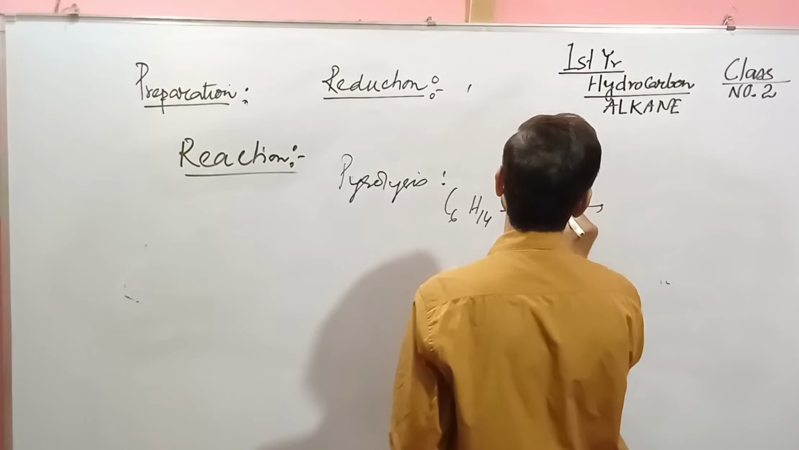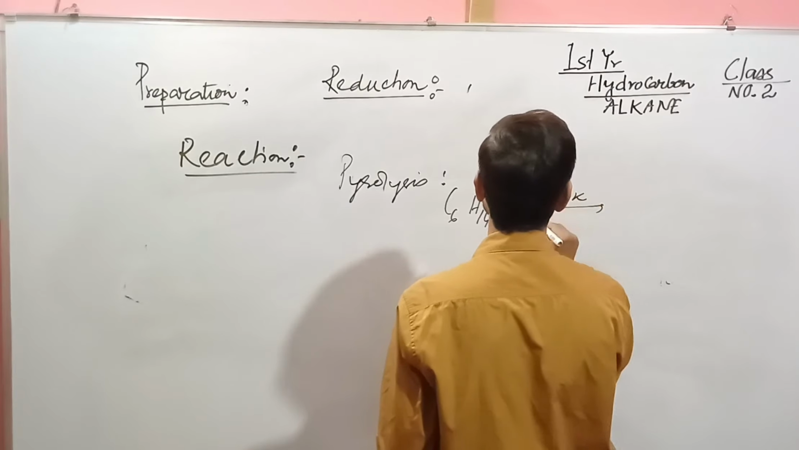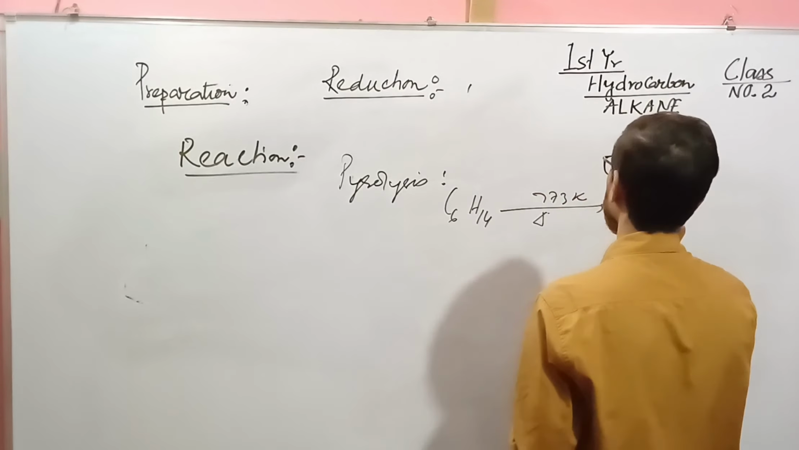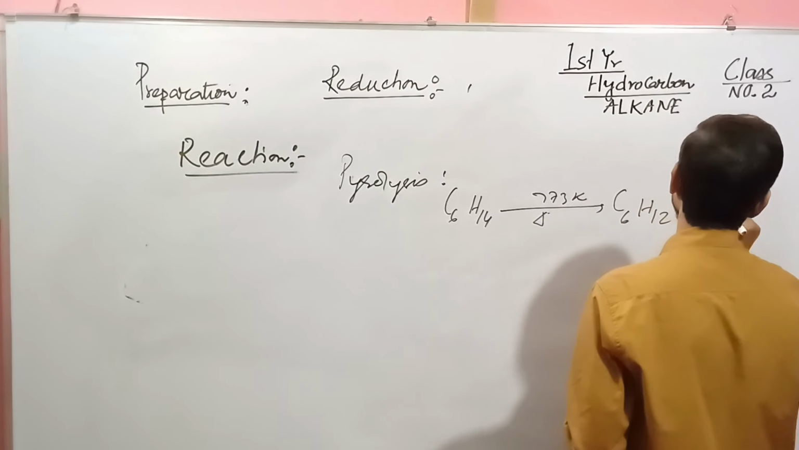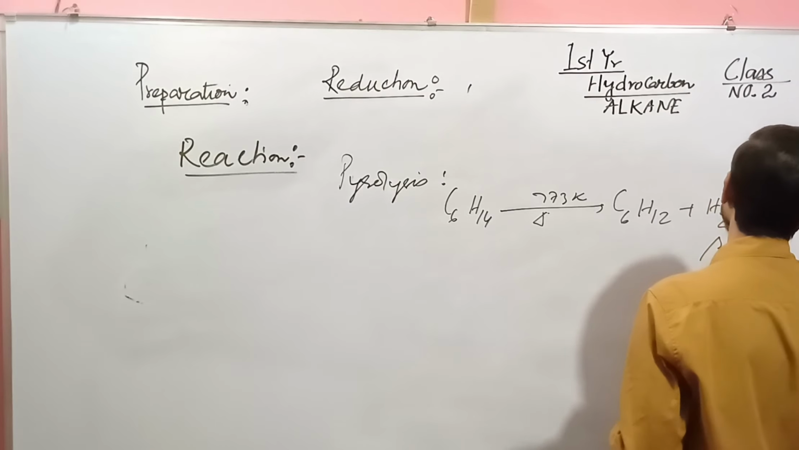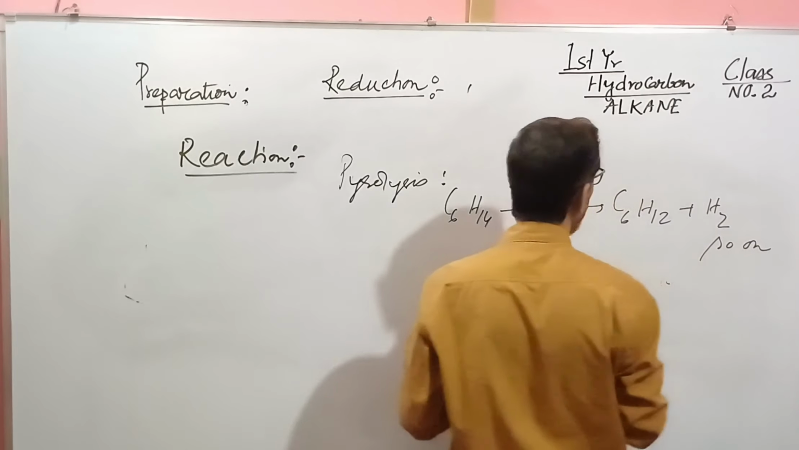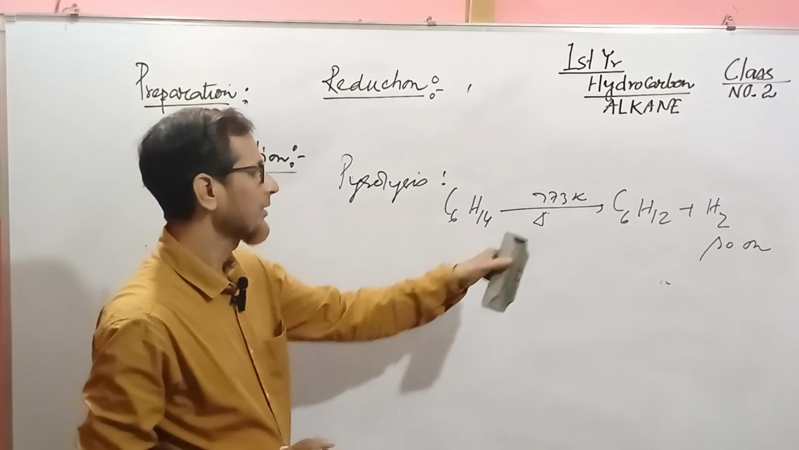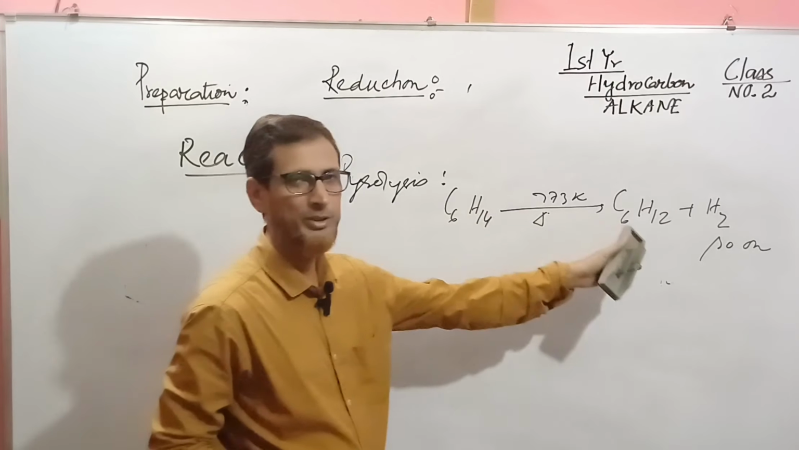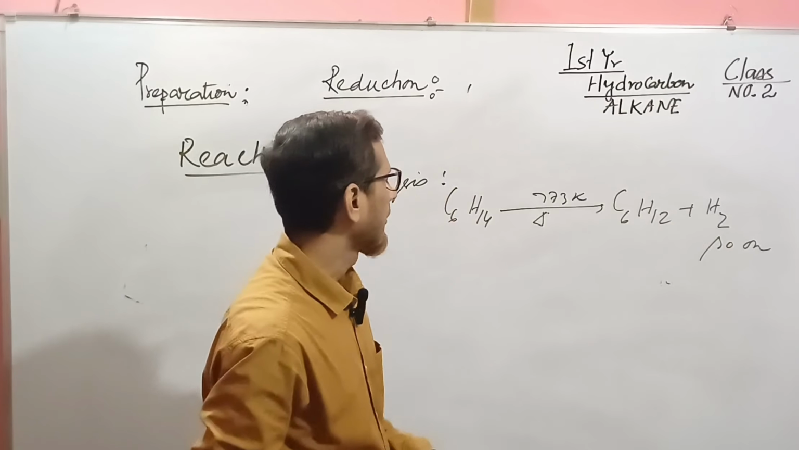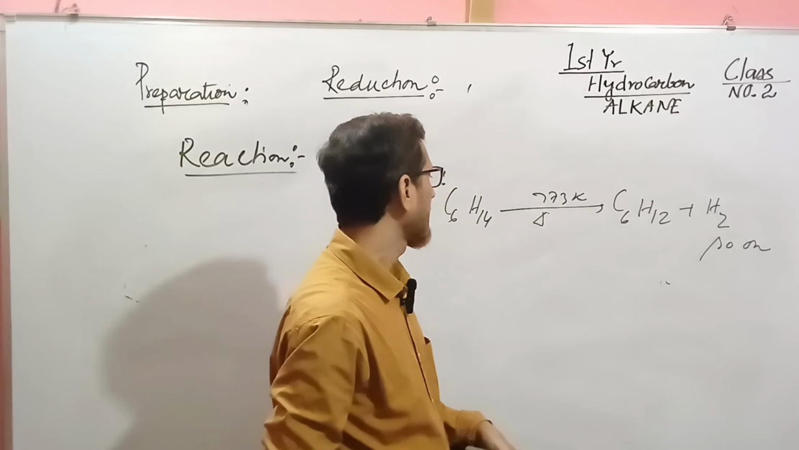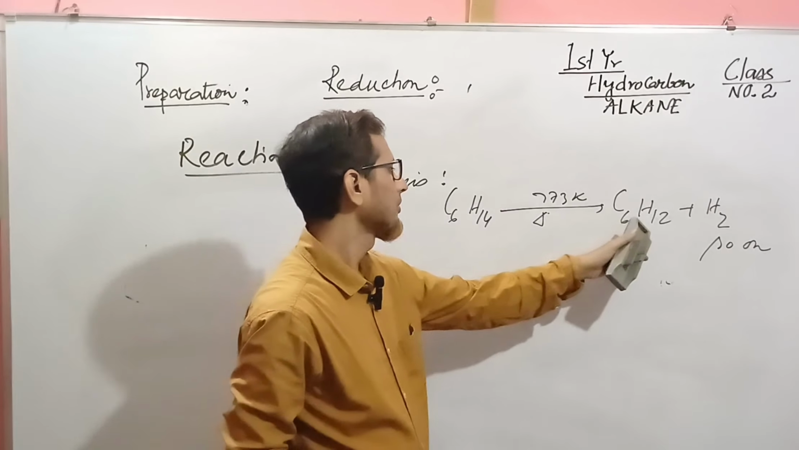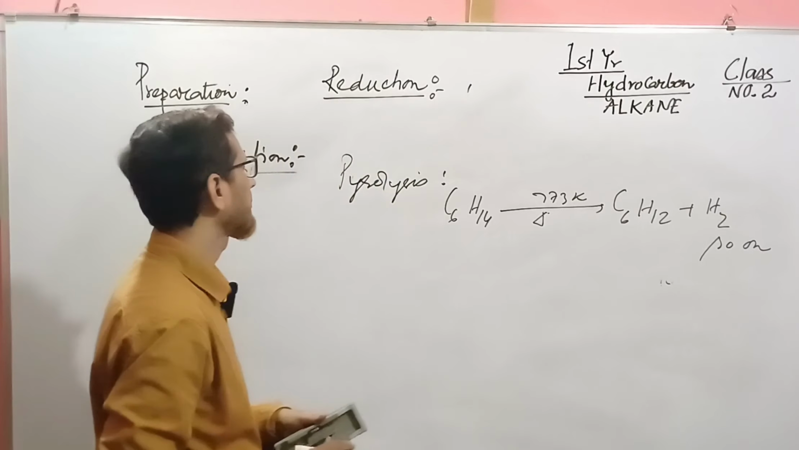At high temperature, about this you give. Actually, a lot of products are shown, a lot of smaller units you will get. I have shown you a simple one. Maybe alkane will be there. Alkene is there. Am I right? So this is pyrolysis.